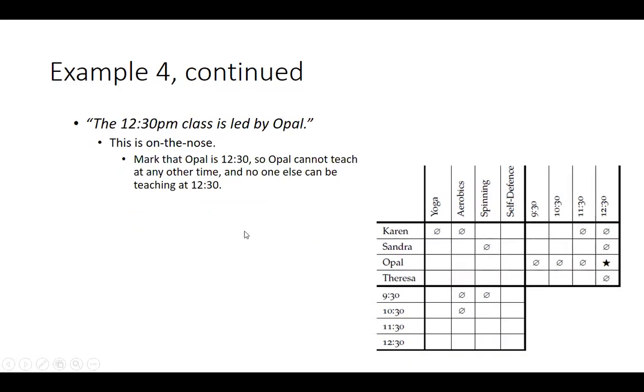The 12:30 class is led by Opal. Well, this is on the nose. We mark that Opal is the 12:30 class, which means nobody else can be, and Opal can't teach at any other time. Still not enough to make any other deductions. And we can't even call this one a deduction. It was given to us.